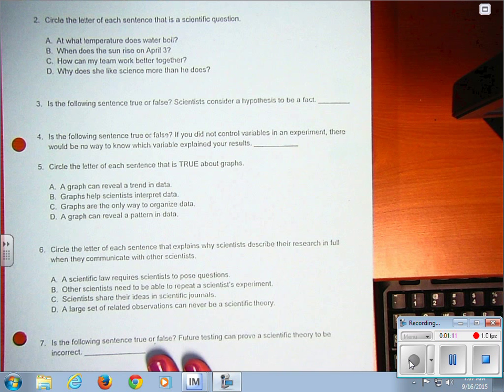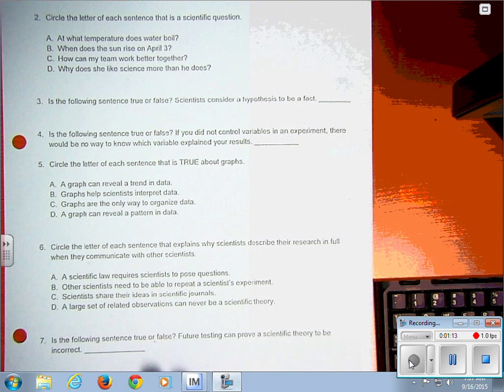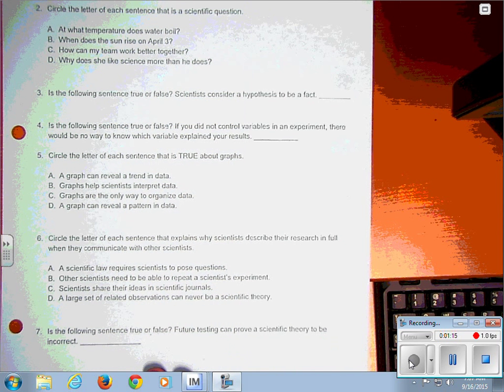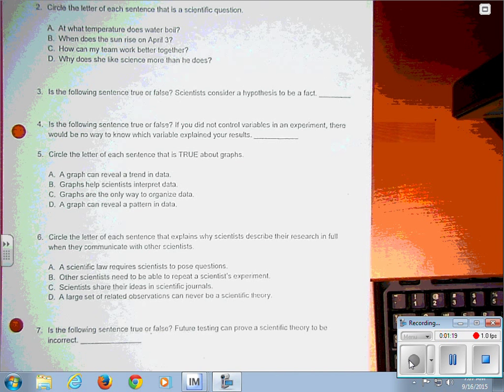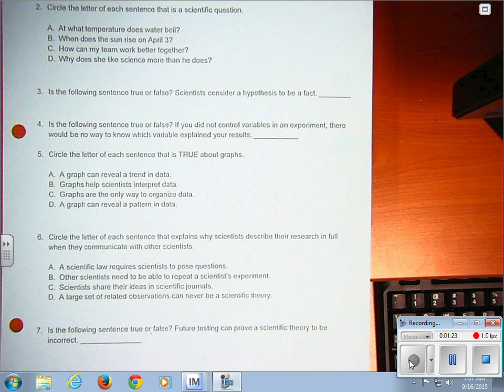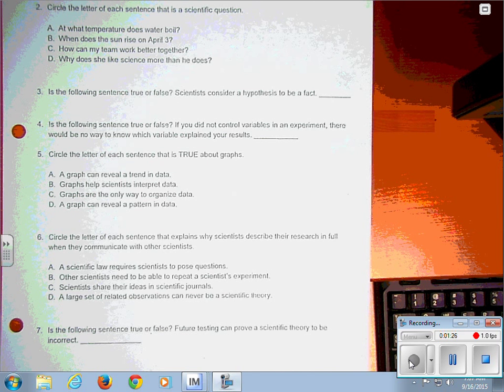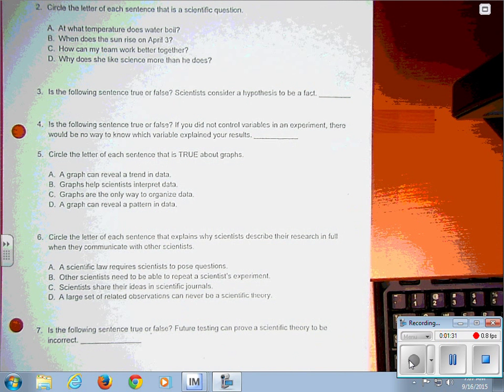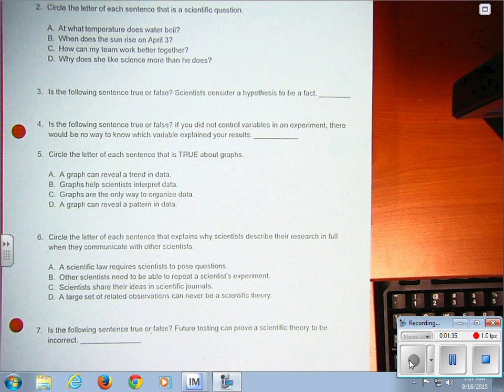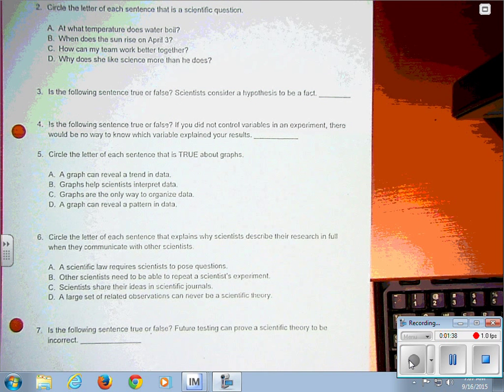Number 6. Circle the letter of each sentence that is true that explains why scientists describe their research in full when they communicate with other scientists. A. A scientific law requires scientists to pose questions. B. Other scientists need to be able to repeat a scientist's experiment. C. Scientists share their data in scientific journals. D. A large set of related observations can never be a scientific theory.